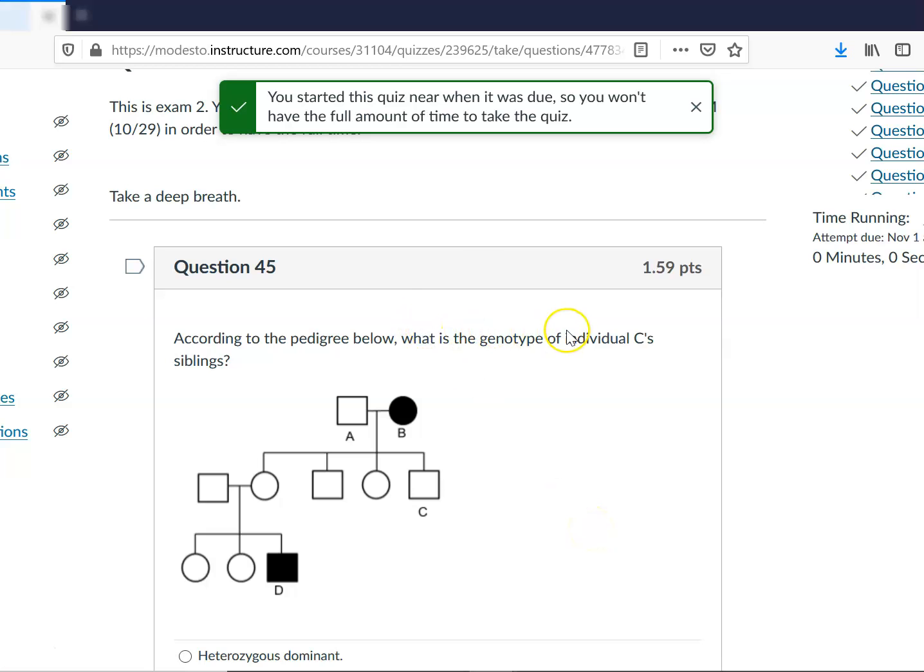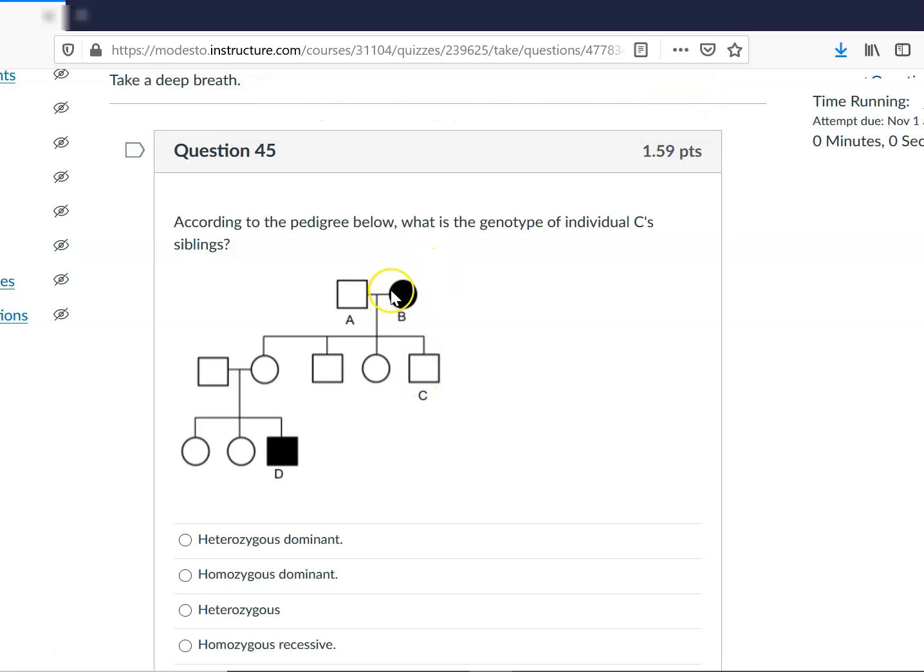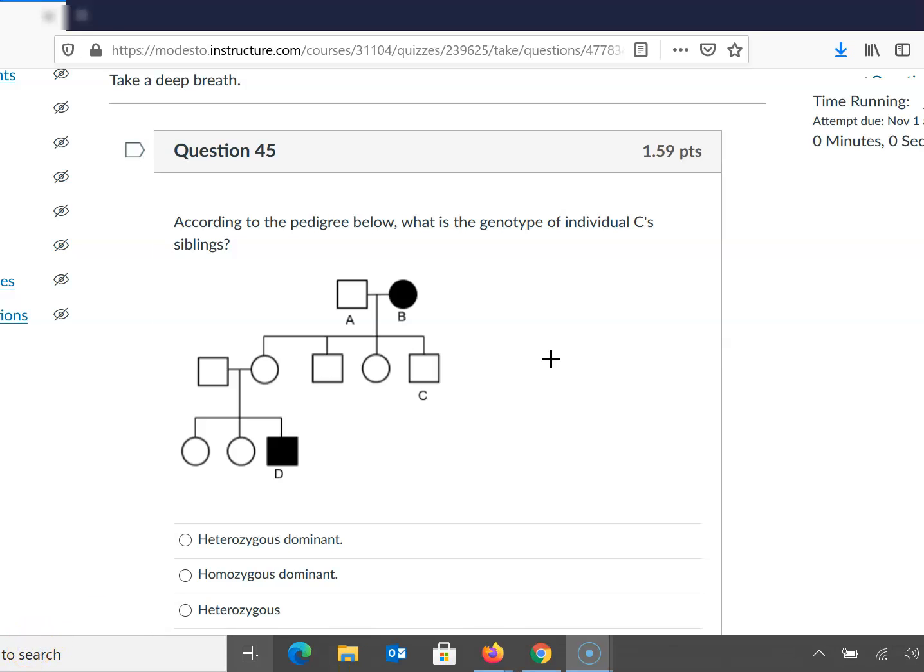What is the genotype of individual C's siblings? And how can we figure that out? So again, this individual has the condition. They've got two small letters. Here, let's do this. So individual B's genotype, I don't know, we'll just use the letter B, but it doesn't mean that it's because it's individual B, but we'll just use it. But we know for sure that they are little b, little b, because they have the condition.